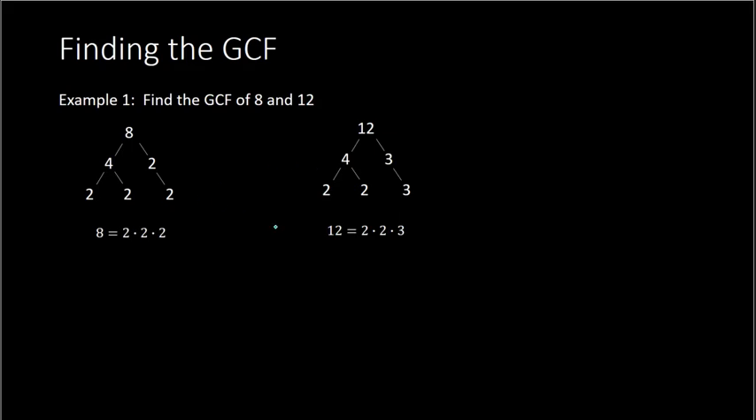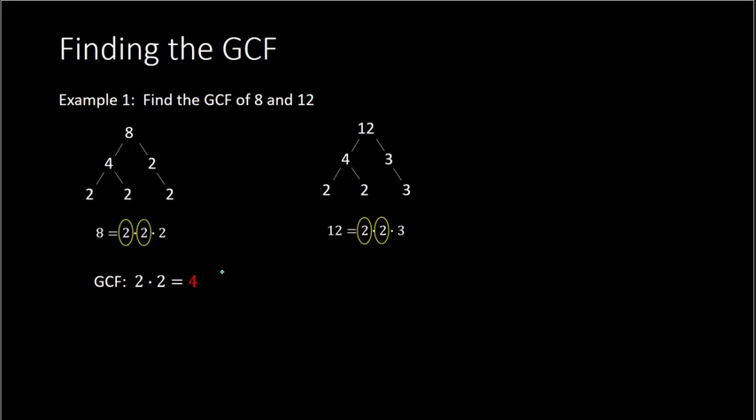So once we do this, to find the greatest common factor, we see which factors are in common. Looking at the 8 and the 12, we notice that they both have a 2 in common, and then they have this other 2 in common. So I put those together, 2 times 2, that gives me 4, which is my greatest common factor of 8 and 12.